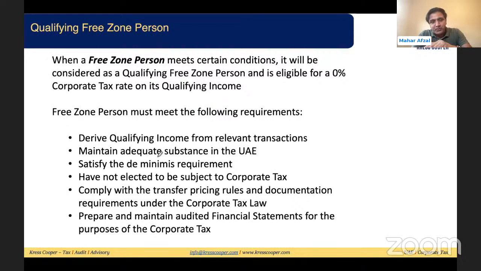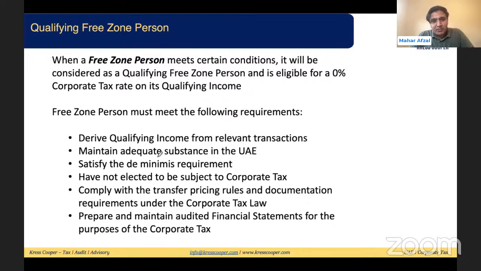So what is the qualifying free zone person? If this juridical person is registered within the free zone, that person is called a qualifying free zone person, and the person must be meeting these six conditions. If the person is meeting these six conditions, then we can say the person is a qualifying free zone person. If the person is not meeting these six conditions, we can say the person is not a qualifying free zone person. The qualifying income of the qualifying free zone person is taxed at 0%, and non-qualifying income is subject to tax at 9%.